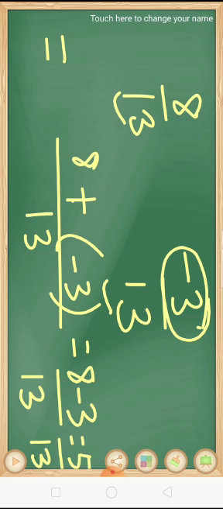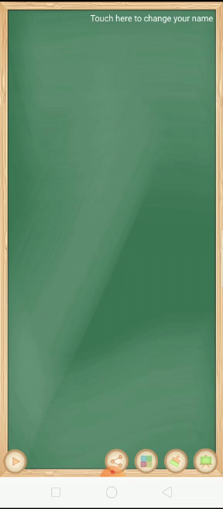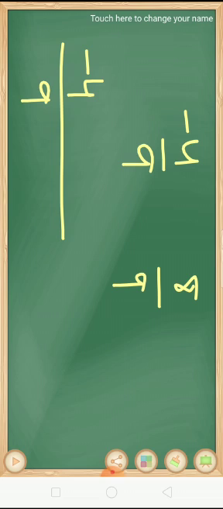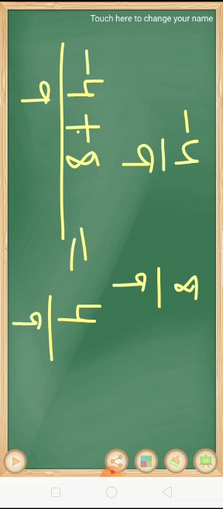This is your answer. Similarly, if I have to add minus 4 upon 9 and 8 upon 9, again the denominator is the same, so I'll write the first term of the numerator, that is minus 4, and plus 8. Again plus minus is minus, it means I have to subtract 4 from 8. 8 minus 4 is 4 and the sign of the greater digit, which is 8, is positive. So my answer is 4 upon 9.